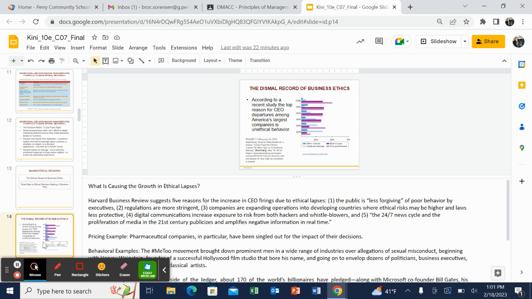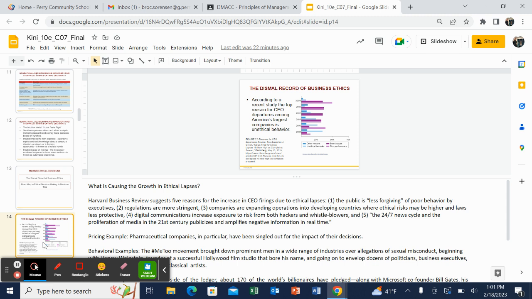And then the fifth reason is that the 24/7 news cycle and the proliferation of media in the 21st century amplify negative information in real time. You're under a microscope more than ever as a CEO, as a high ranking official in the business world. So any information that can be deemed unethical now gets held up by the news organizations.